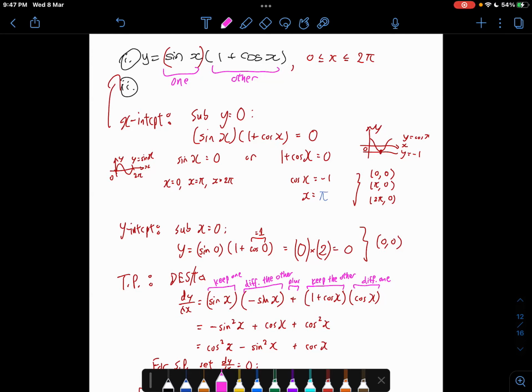Keep one, differentiate the other, plus keep the other, differentiate one. Just repeat until you can remember. All right. Okay, moving on.